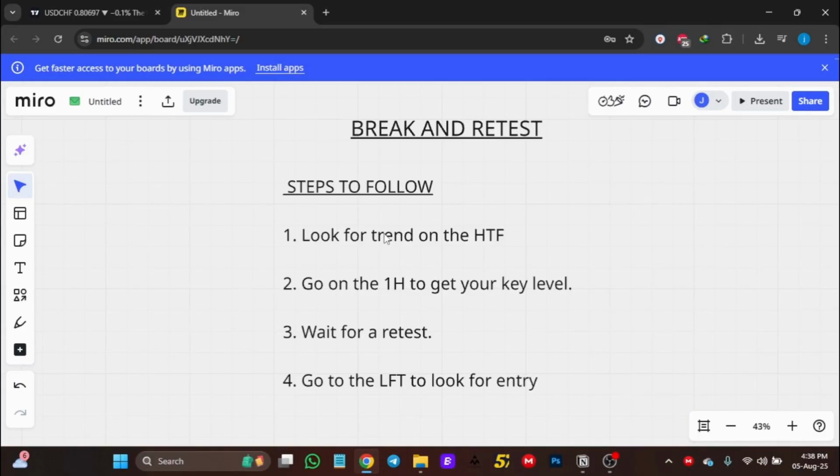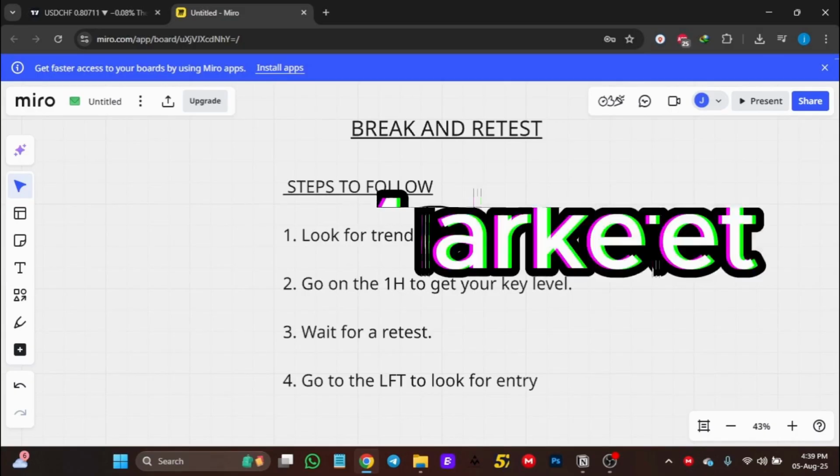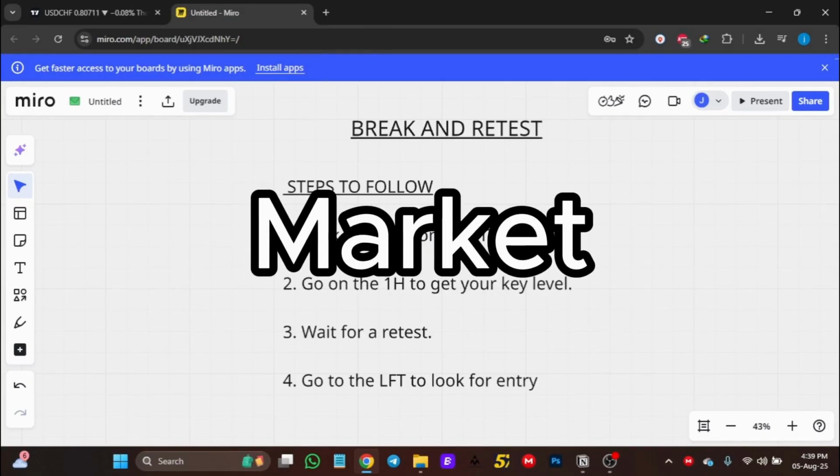So my strategy has just 4 steps. First, you go to the higher time frame to look for the bias or the trend, because my strategy is a trend-based strategy. If you're trading a consolidation market or a ranging market, you're going to take a lot of losses. So it's only when the market is trending that you make money from it.